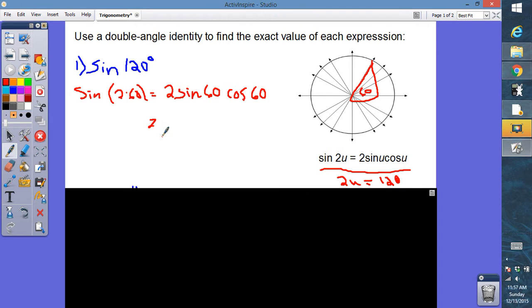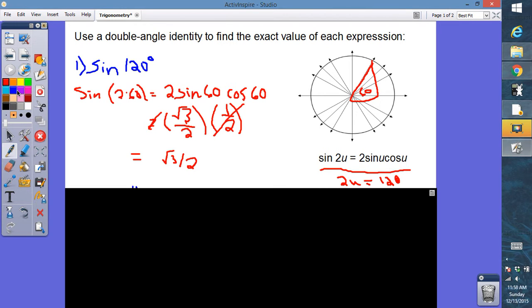So in this case, we have 2 times the sine of 60. Well, the sine of 60 is square root of 3 over 2, times the cosine of 60, which is 1/2. Multiply these three numbers together. You'll notice that 2 times 1/2, those are reciprocals or inverses of one another, and when you multiply them together, you get 1. So 1 times square root of 3 over 2 is just square root of 3 over 2. So we've used a double angle identity to show that the sine of 120 degrees is, in fact, square root of 3 over 2.